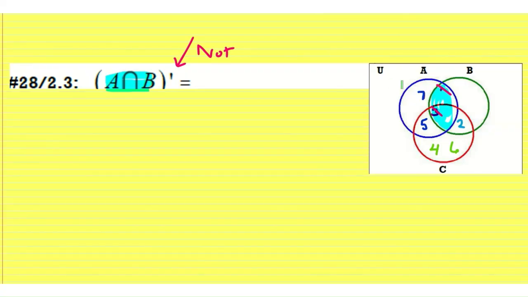So that means that all of these other answers would be part of my answer set, 7, 5, 4, 6, and 2. So my answer set is going to be 7 and 5 and 4 and 6 and 2.